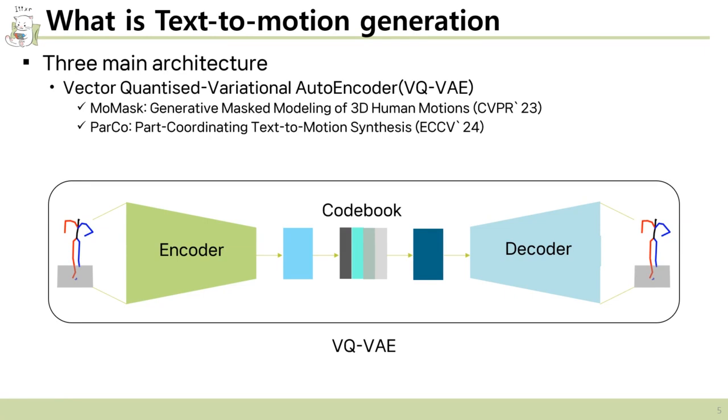Works that use this architecture include MoMask, which focuses on generating masked human motion in 3D, and ParCo, which I'll discuss in more detail shortly. As you can see in the diagram, VQVAE encodes the input motion into a series of discrete codes. The decoder then uses these codes to generate the final motion sequence. This discrete representation allows for more efficient training and generating, as well as higher precision in the resulting animations.